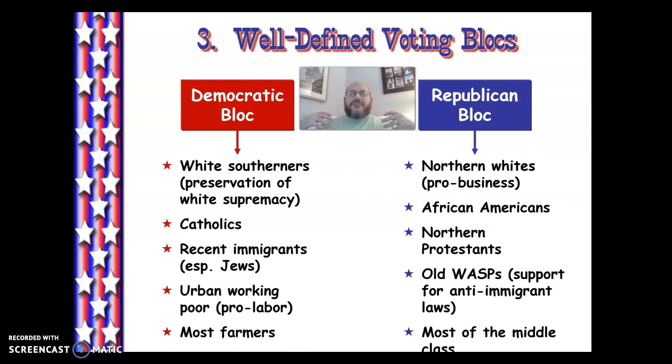These are typically Protestant, WASPy. These are folks that are not in favor of all these Catholics and Jews and immigrants coming to the United States and flooding into the major urban areas. Republicans view themselves as small town American voters, which is overwhelmingly Protestant, overwhelmingly white, overwhelmingly born in the United States.